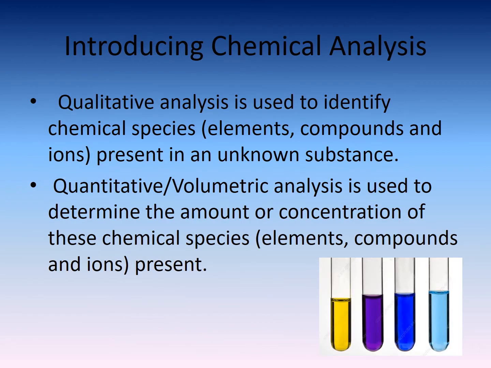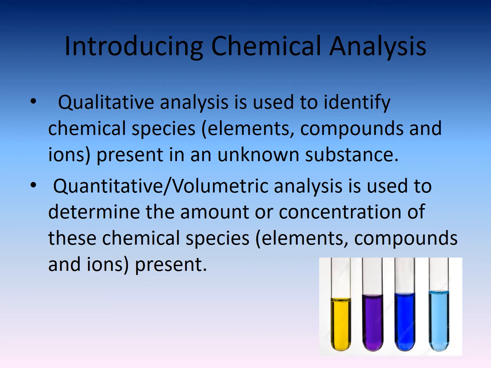Now, introducing chemical analysis. When we analyze a chemical compound, we use two types of analysis: qualitative analysis and quantitative analysis. Qualitative analysis is used to identify chemical species, that is elements, compounds and ions present in an unknown substance. Quantitative or volumetric analysis is used to determine the amount or concentration of these chemical species, elements, compounds and ions present in it. Now let's talk about qualitative analysis.